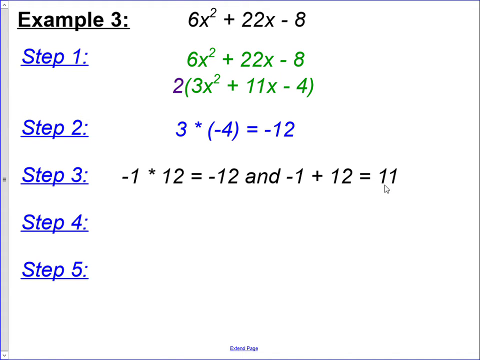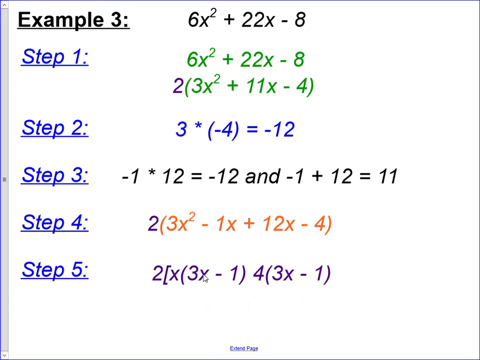Now that we have m and p, our two numbers that multiply to ac and add to b, we're going to plug them into our equation in the form of 3x squared minus 1x plus 12x minus 4, and don't forget the greatest common factor. Now we're going to group, so we're going to group the 3x squared with the negative 1x, and we're going to group the 12x and the negative 4, and we're going to pull out the greatest common factor.